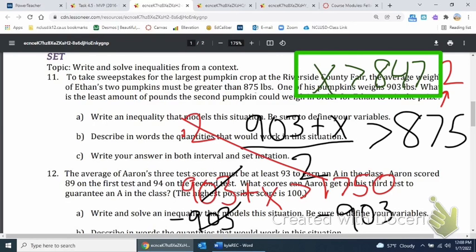Part B wants you to describe in words what quantities would actually work. So if we're talking about the weights of pumpkins, explain it to me in words. What would the pumpkin have to weigh?